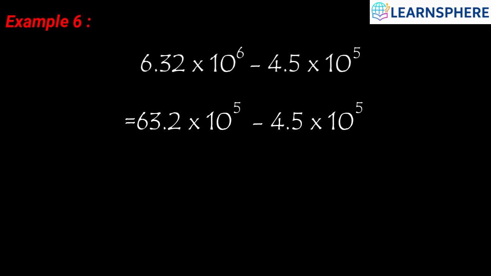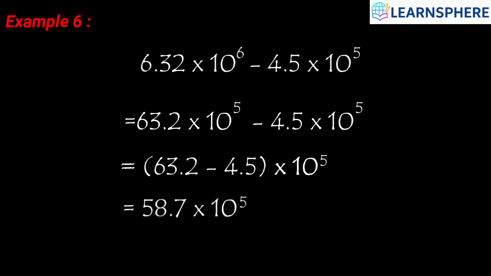Now, as we have the base of 10 and the powers to be the same, we can factorize them out. And in the brackets, we would have 63.2 minus 4.5. And this will give us 58.7 times 10 to the power 5.